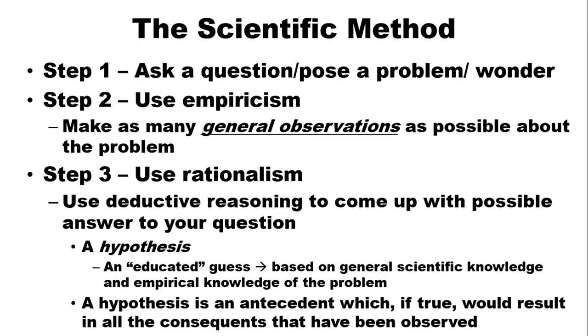Okay. So in fact, what a hypothesis really is, it's the antecedent of a deductive argument. An antecedent which, if it's true, would actually give you the consequence that you really observe. Okay? So if the moon is made of green cheese, then you wouldn't observe the things that we do observe on the moon, like craters and moon dust and so on.